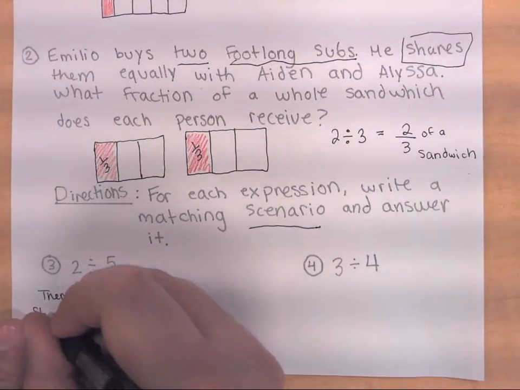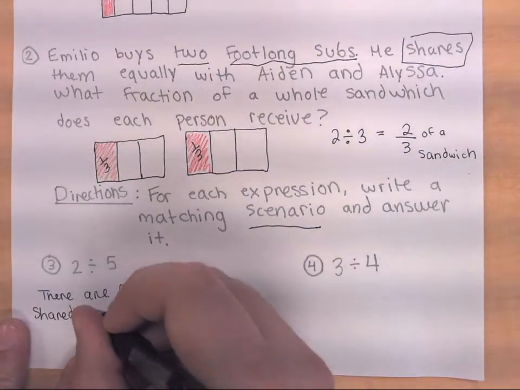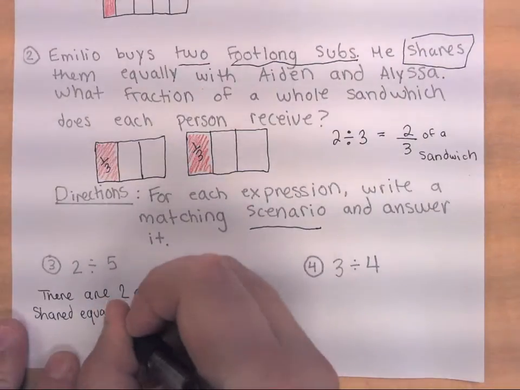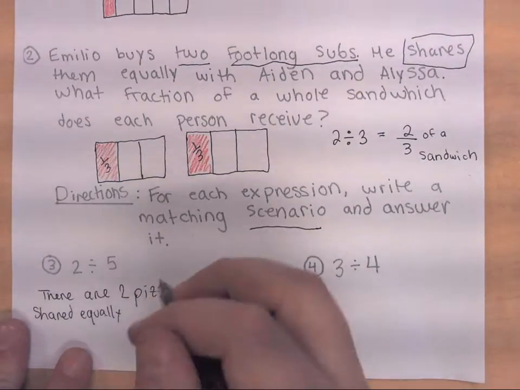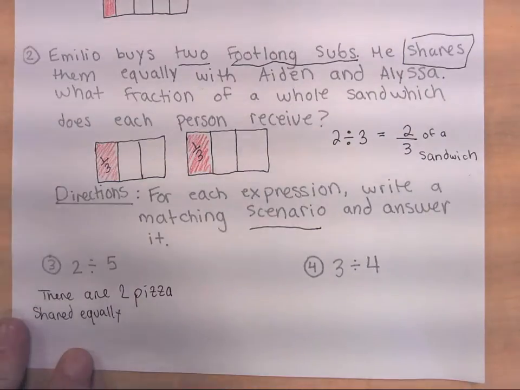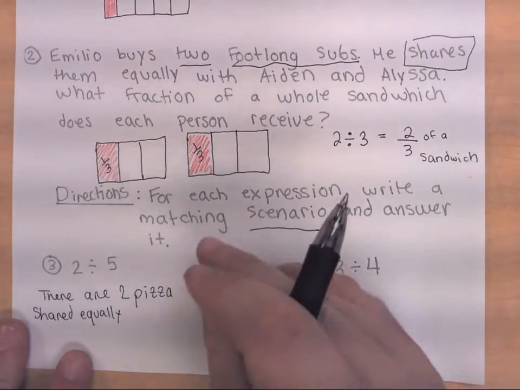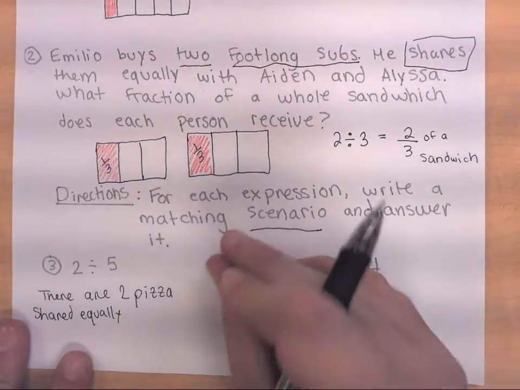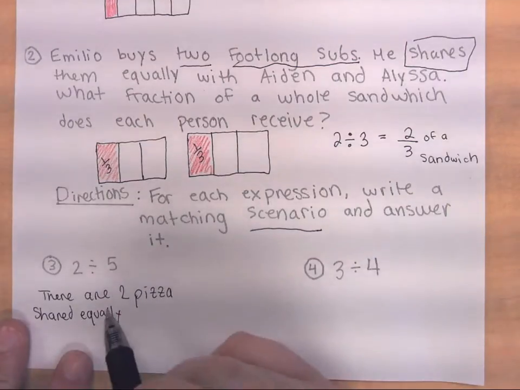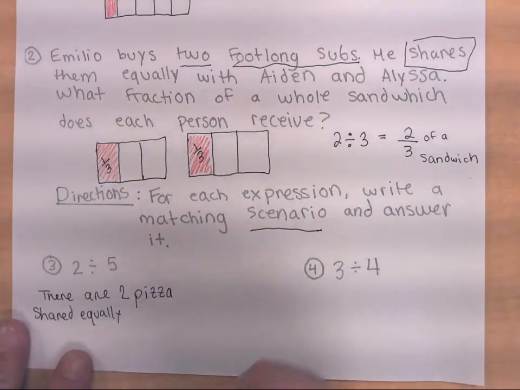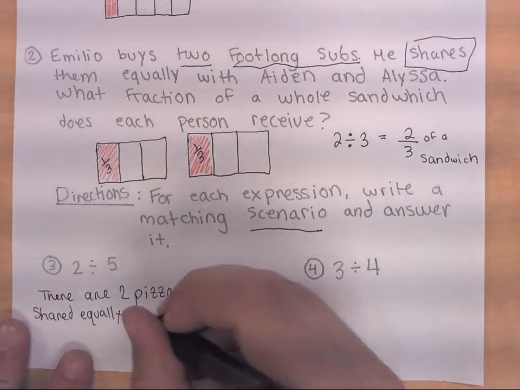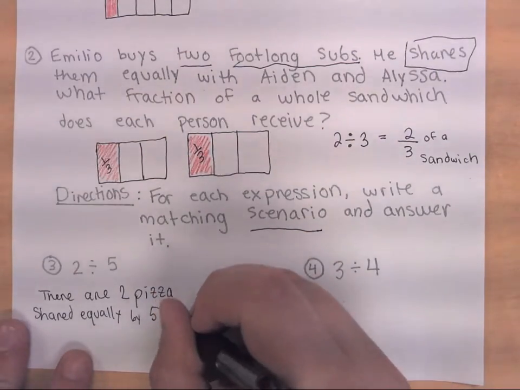and we'll say they're shared equally. And it's important to qualify this by saying we are sharing equally, because division is all about sharing equally, equal groups. This equally is very important. So there are 2 pizzas, or 2 represents pizzas, shared equally by 5 people.